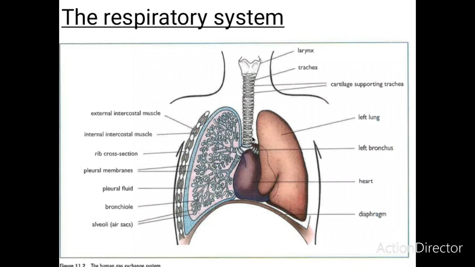So this is what the respiratory system looks like. The mouth and the nose are also part of the respiratory system. So the main organs of the respiratory system are the mouth and nose, the larynx, trachea, bronchi and bronchioles, the alveoli, the diaphragm, the ribs, and the intercostal muscles.